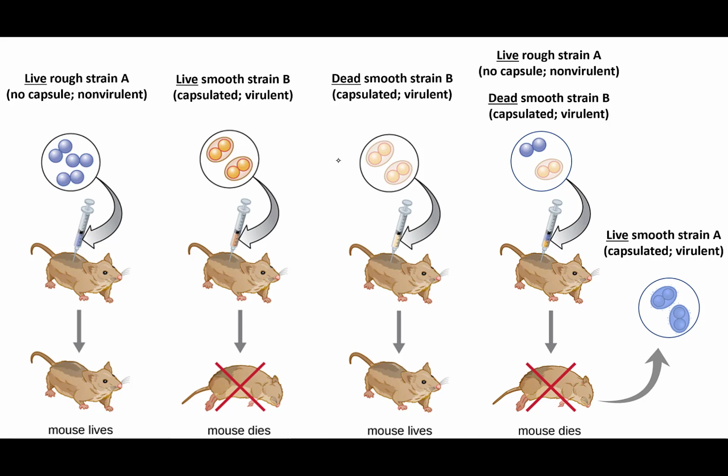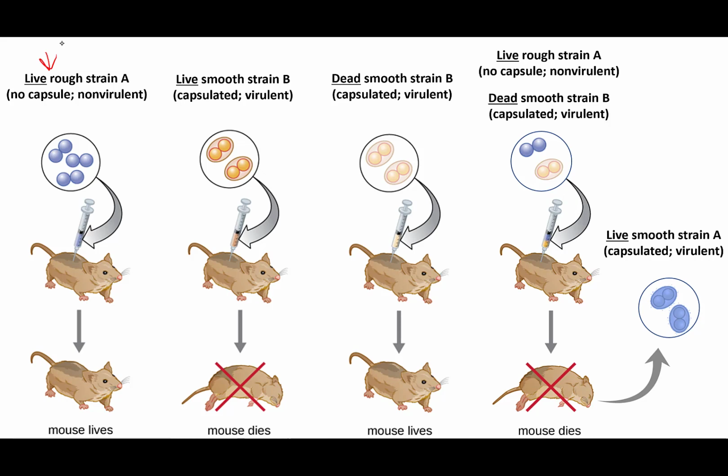The earliest example that we have of transformation is in a mouse experiment where a non-encapsulated bacteria, that's a bacteria without a capsule, was shown to acquire a virulence gene that now allowed it to produce this capsule. So I'm going to go through this experiment. We're going to start here on the left.